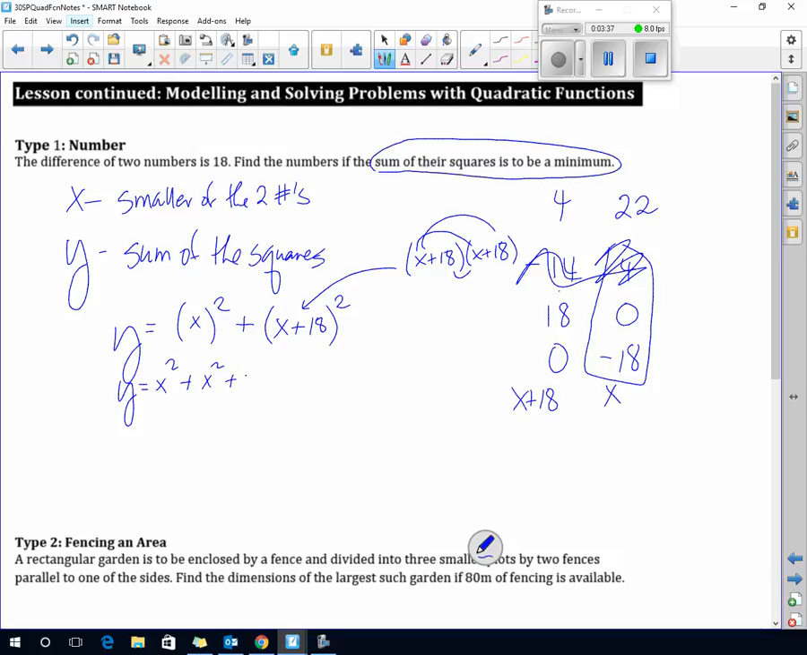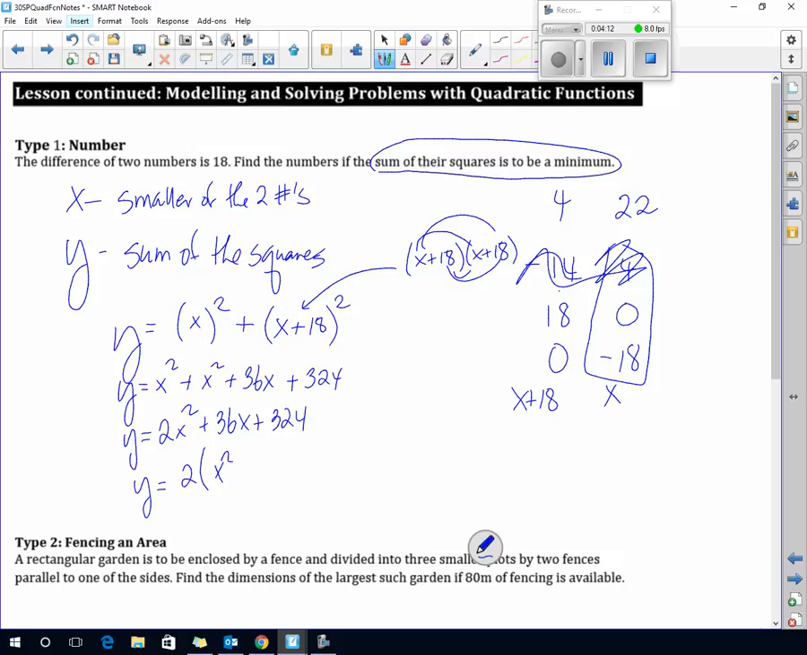Did you know that without a calculator? Very good. That's probably a reach for the top question, actually. So now we're going to combine: y equals 2x squared plus 36x plus 324. Now we have to complete the square. We got to factor the 2 out because we can't have a 2 with the x squared. So in order to do that, we have to pull a 2 out of the 36x, which gives us 18x. Leave a space plus 324.